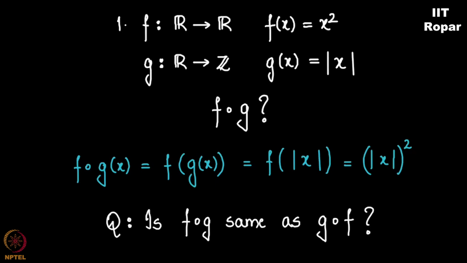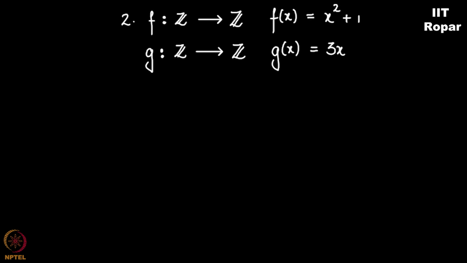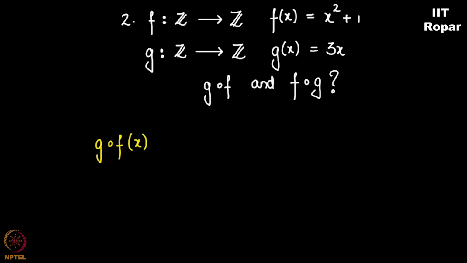The last question. Consider this function f from integers to integers defined as f of x is equal to x square plus 1, and the function g defined from again integers to integers as g of x is equal to 3x. Let us compute g composition f and f composition g, both of them. G composition f of x is g of f of x, which is equal to g of, what is f of x? It is x square plus 1.